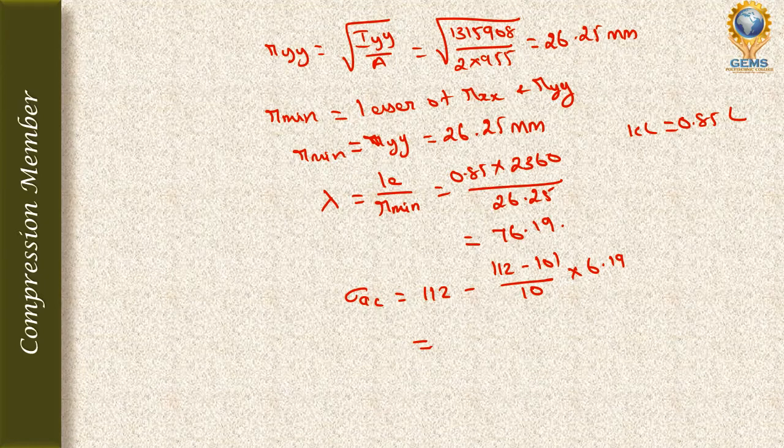So the value will be 105.19 megapascal or Newton per mm square. So for this continuous double angle or single angle, sigma AC dash will be equal to sigma AC. So we have to consider this sigma AC value for the load carrying capacity. So the load carrying capacity P is equal to sigma AC dash into area.